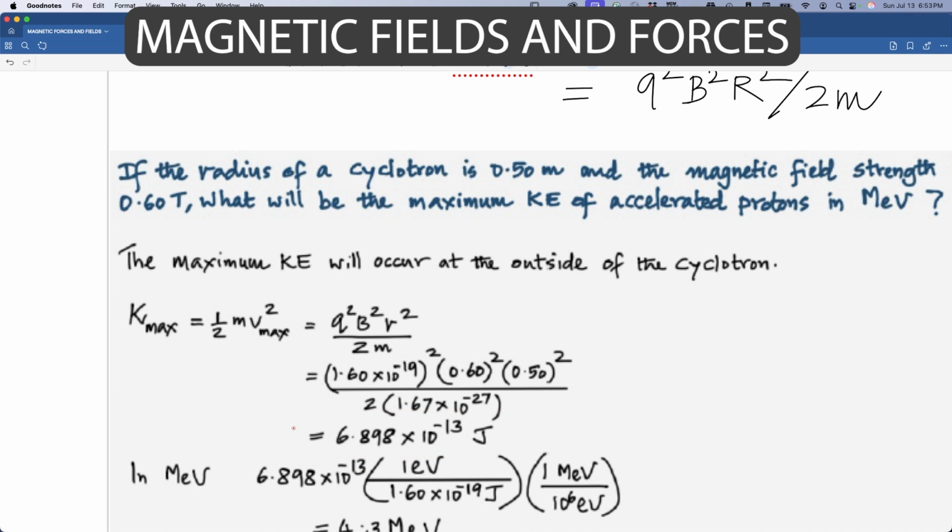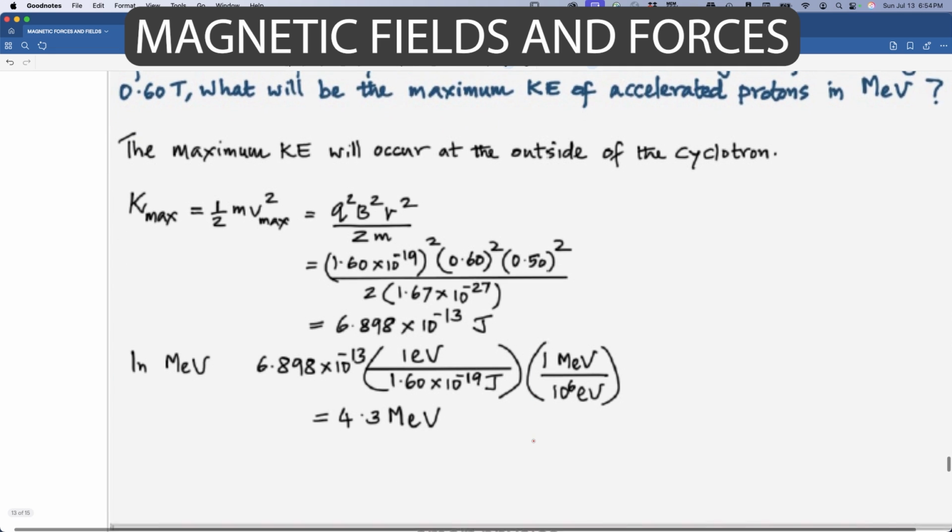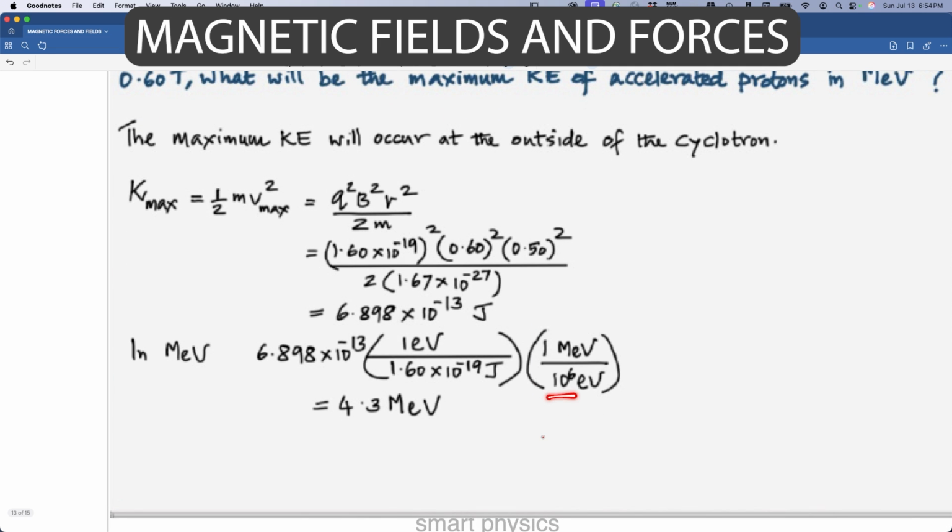Now, electron volts, you remember that? Energy is usually expressed in electron volts, and 1 electron volt is 1.6 times 10 to the negative 19 joules. So once you get it in joules, to change it into electron volts, you just divide by that number. And if you want it in mega electron volts, then you go 10 raised to 6, divide by that as well. So you get 4.3 mega electron volts.